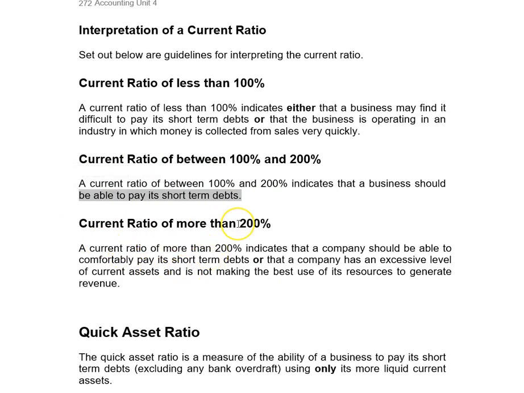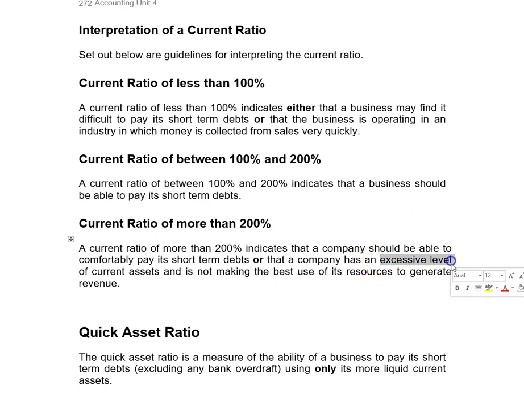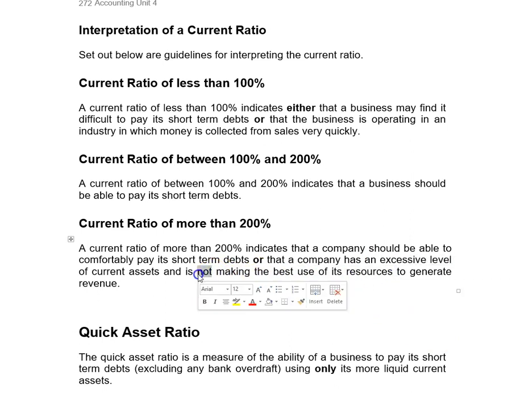And a current ratio of more than 200% would indicate that the company should be able to comfortably pay its short-term debts. Sometimes it can be a problem, because it means that there might be an excessive level of current assets. They may not be making best use of their resources to generate revenue. Now, the thing about interpretation is that this is a general guideline.